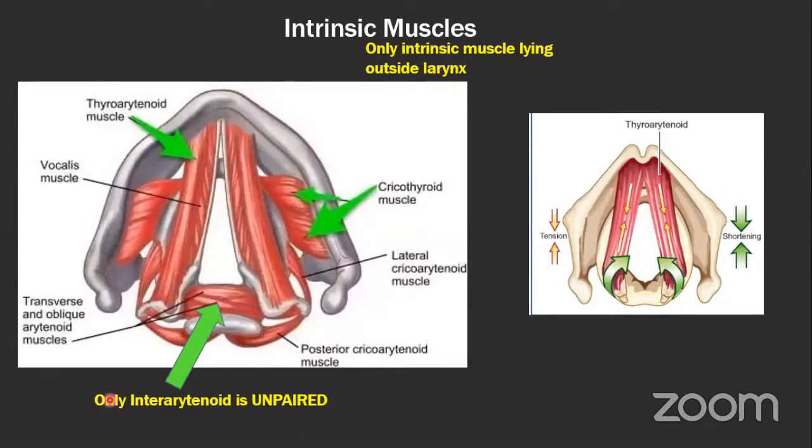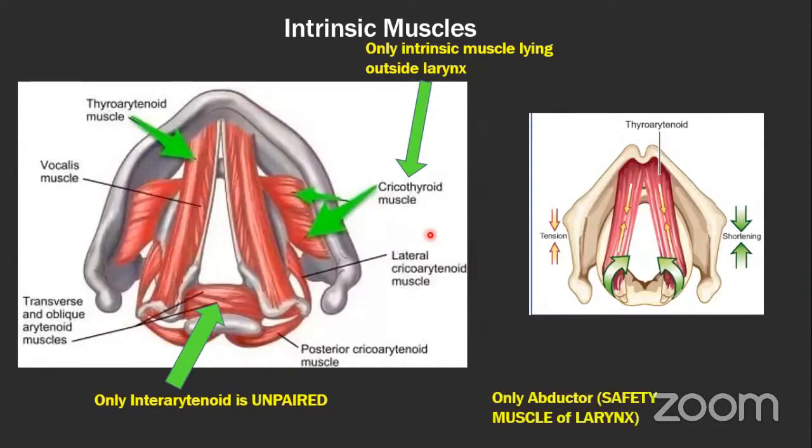All other intrinsic muscles are paired. Okay. And the next one is the only intrinsic muscle lying outside the larynx, which is cricothyroid. Okay. And this cricothyroid is a tensor also. So the only intrinsic muscle lying outside the larynx is cricothyroid.